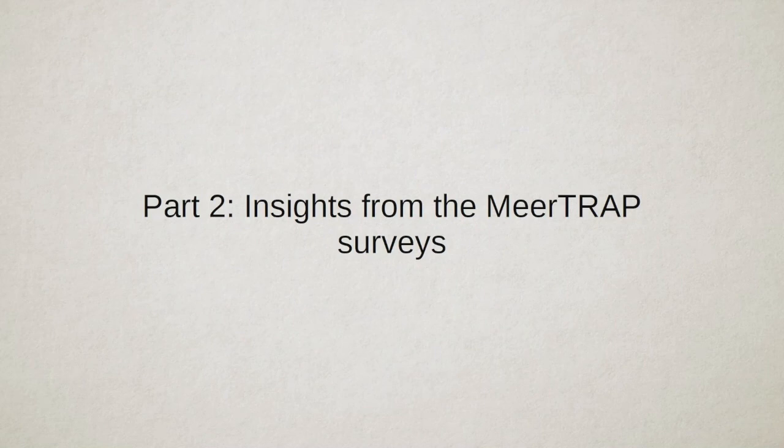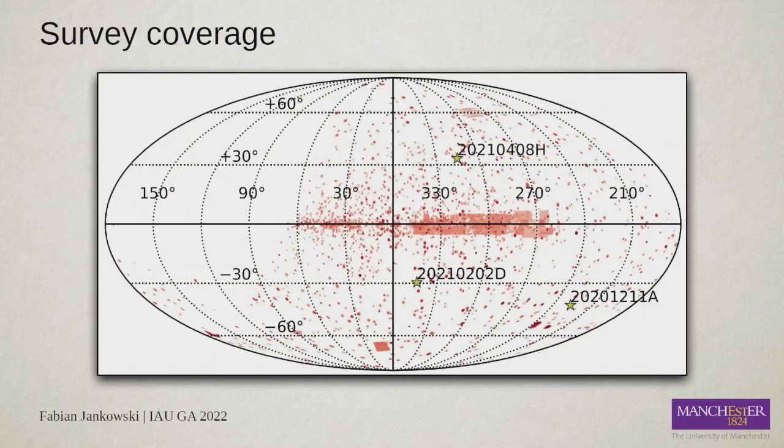In the second part, I want to quickly talk about what we can learn from the MeerTRAP survey so far. Because since 2019, we have spent a considerable amount of time on sky surveying the sky. This is the survey coverage that I show here. We have spent about 318 days on the sky. And what can we learn about the FRB population based on that?